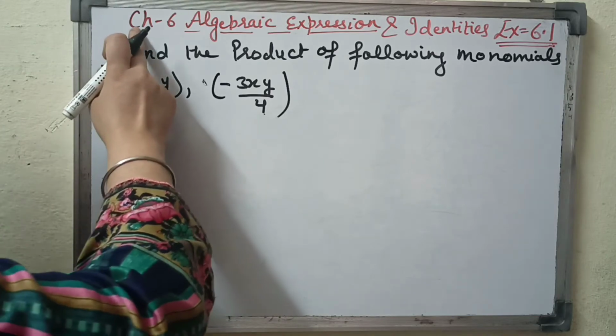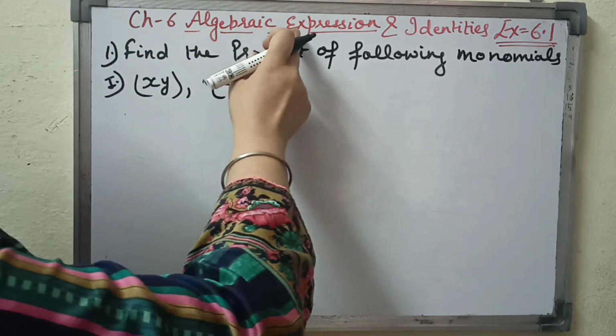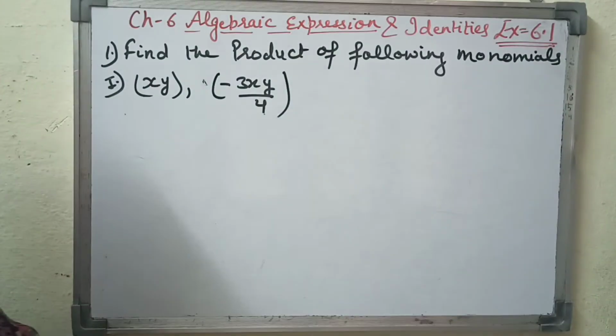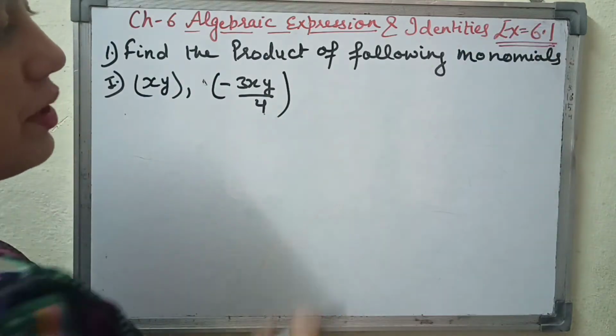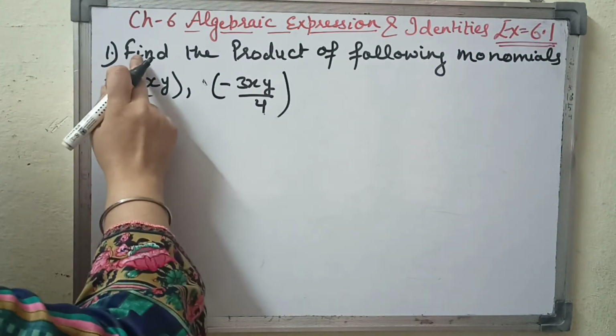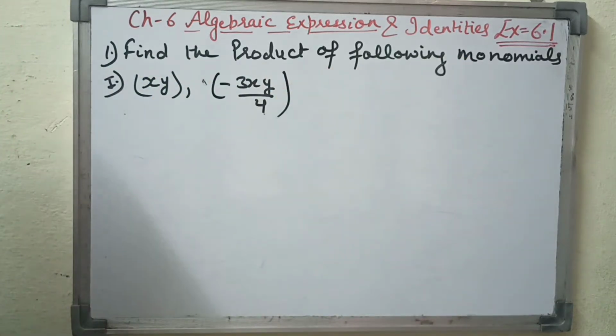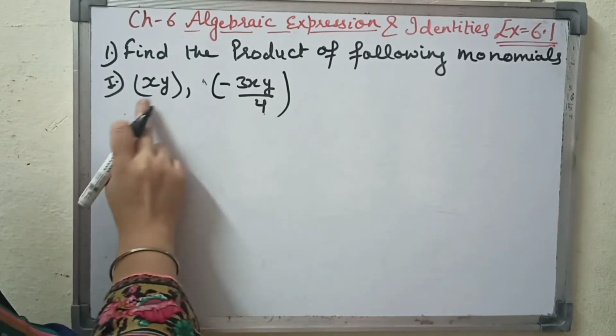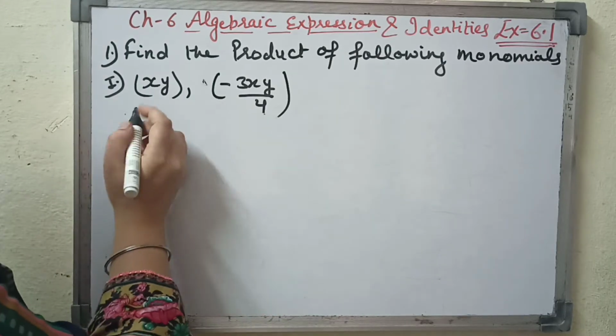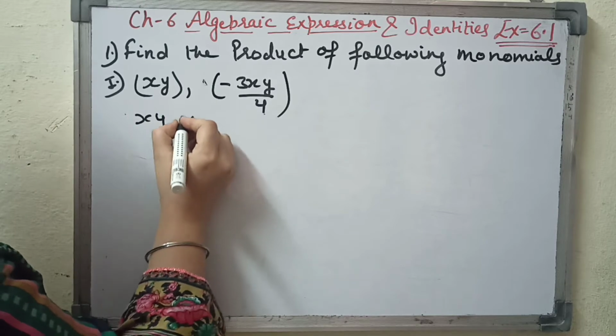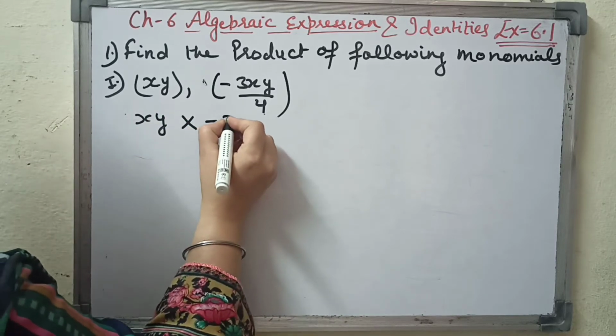Today we are going to start chapter 6, that is algebraic expressions and identities. Exercise 6.1. The first sum of this exercise is to find the product of the following monomials. You know, these two terms are monomials. Now we have to do the product. So first of all, I will put the sign of multiplication in between these two terms.